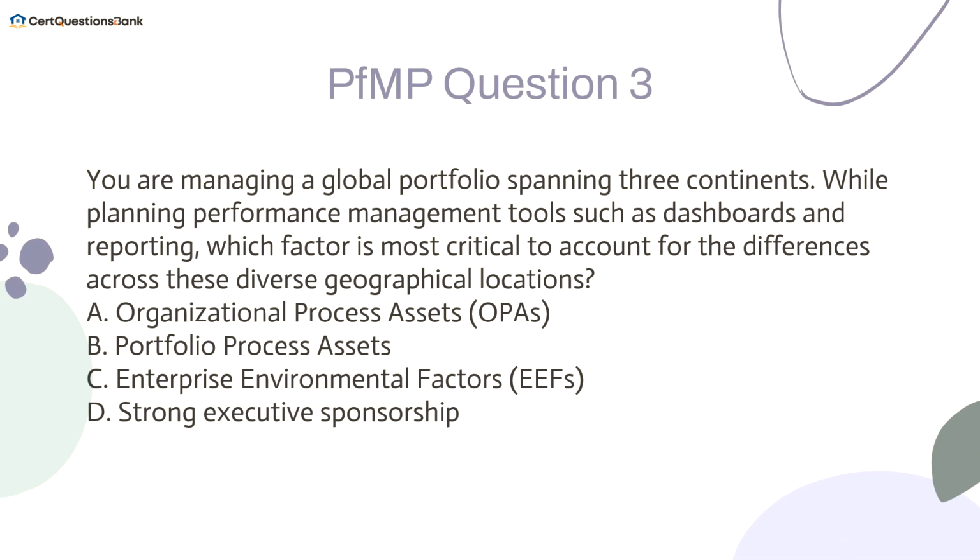You are managing a global portfolio spanning 3 continents. While planning performance management tools such as dashboards and reporting, which factor is most critical to account for the differences across these diverse geographical locations? A. Organizational Process Assets, OPAs. B. Portfolio Process Assets. C. Enterprise Environmental Factors, EEFs. D. Strong executive sponsorship.